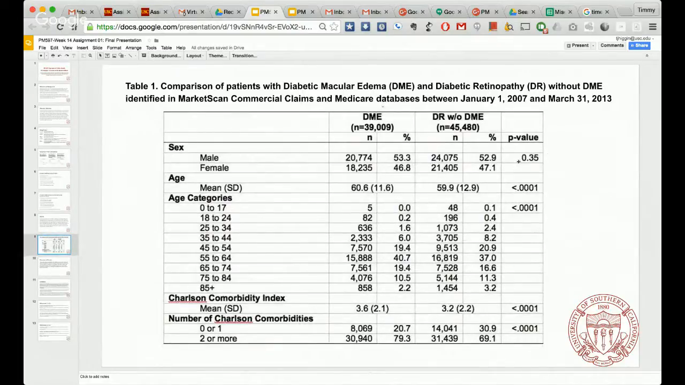So again, there isn't a big difference in sex between the two different groups, DME and DR without DME. But when it came to age, different age categories as well, and then for the mean CCI and for the number of Charlson comorbidities, again broken up categorically 0 to 1 and then 2 or more, it was seen that they were statistically significantly different from one another.